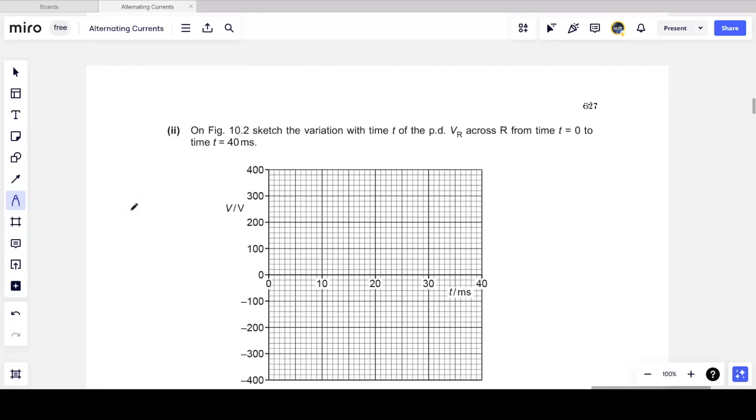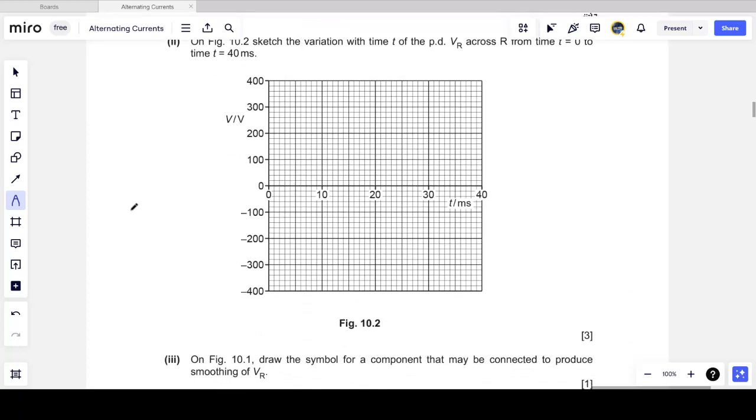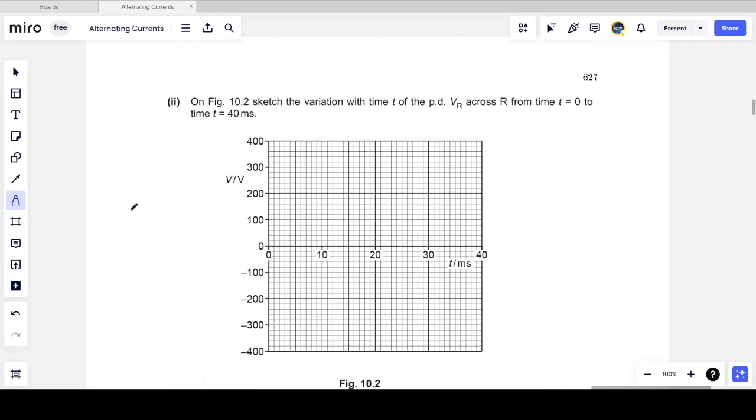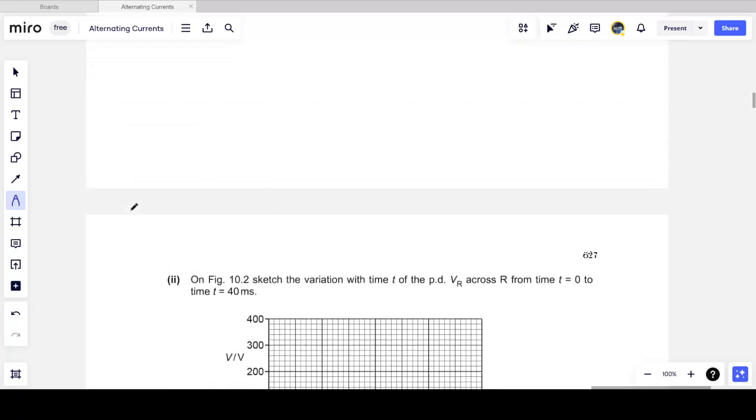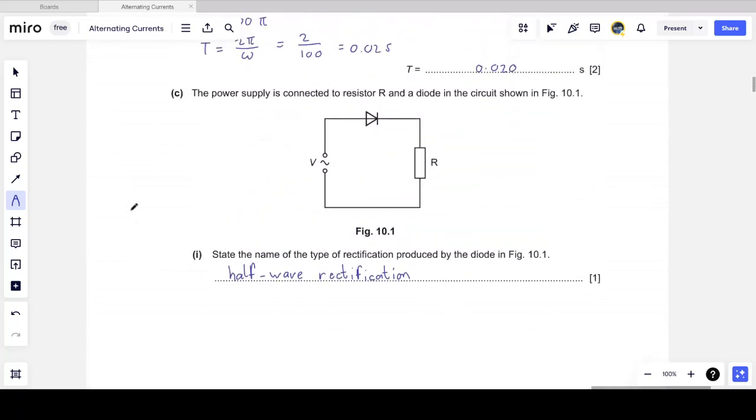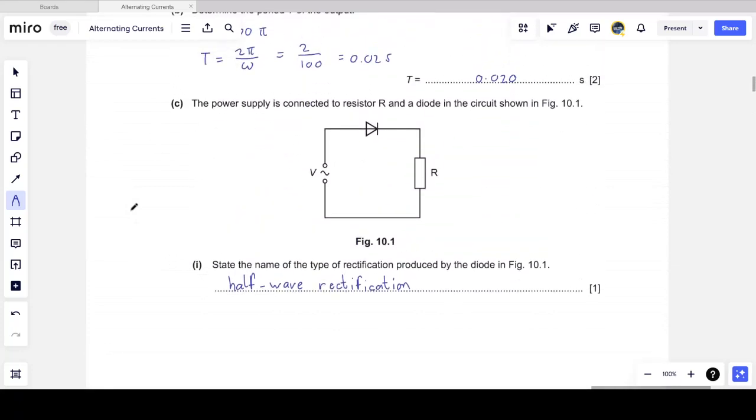We are then told that on the figure of 10.2, to sketch the variation with time t of the potential difference VR across R from time t equal to 0 to t equal to 40 milliseconds. And so I need to plot a graph of what the voltage is going to look like with time. Now I know the voltage is going to be some sort of sinusoidal function, but I also know that there's a diode in the circuit.